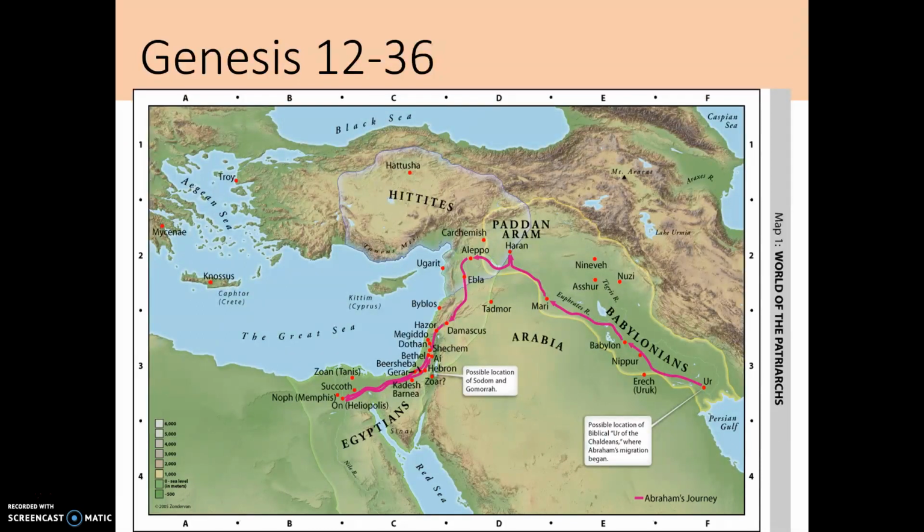Here's another map that shows you Abraham's journey, and we're going to talk a little bit about Abraham and his call that he got from God. But just so you get an idea of where we are in the world here, you see the Persian Gulf on the right, and Ur, where Abraham was from, and then on the left, the Mediterranean Sea, where he ends up.